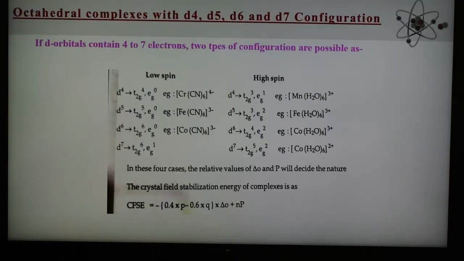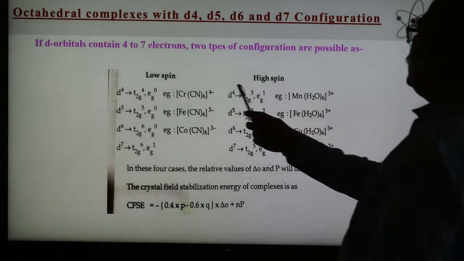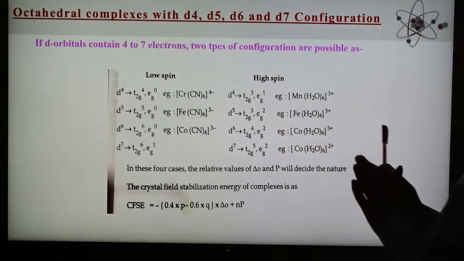Now what is the situation in case of octahedral complexes with d4, d5, d6 and d7 configuration? For d4 to d7 configuration of octahedral complexes, the d orbital contains 4, 5, 6, 7 electrons. So two types of configurations are possible in this case, and these are shown here, that is the low spin and high spin. Both possibilities are there in case of d4 to d7.